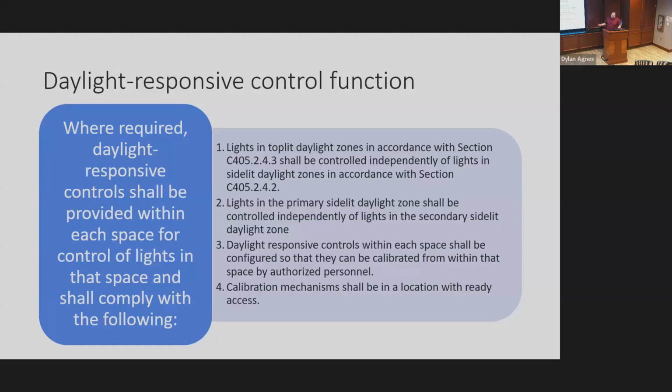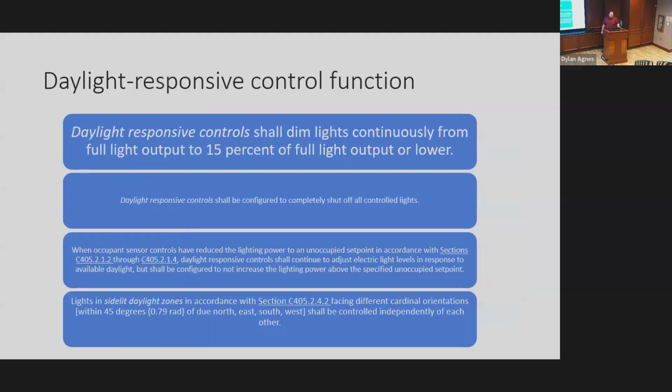Calibration mechanisms shall be in location with ready access. I understand that for our authorized personnel, but I don't know about the rest of our building occupants. I don't want them calibrating the lights. So, daylight responsive controls shall dim lights continuously from full output to 15% of full output or lower. Okay. Daylight responsive controls shall be configured to completely shut off all controlled lights.